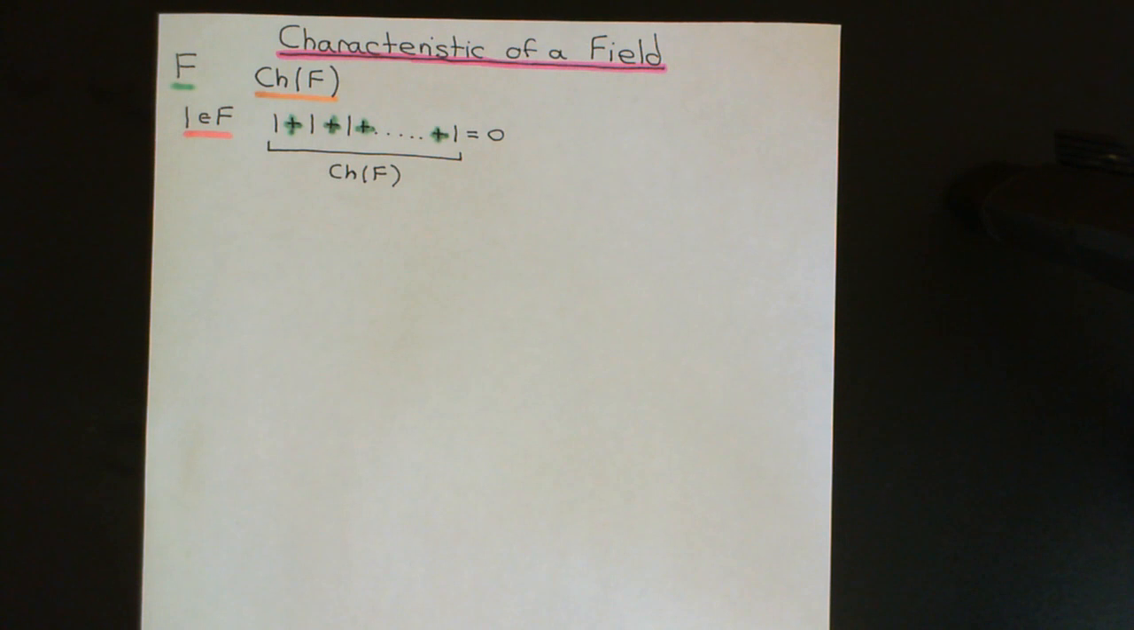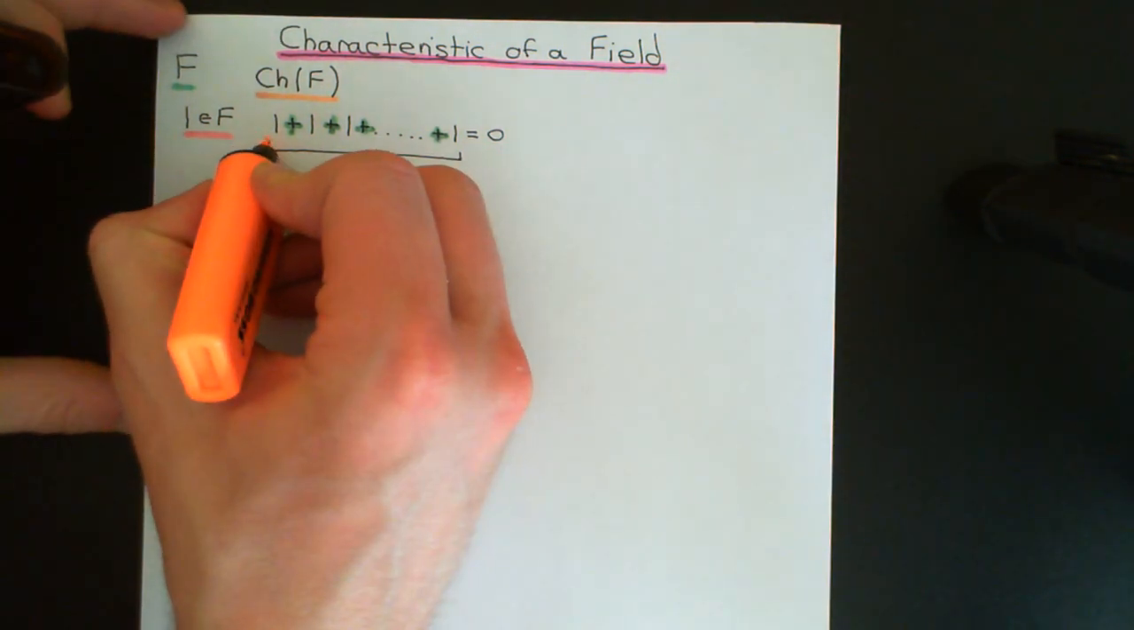Okay, so you want the smallest number of ones that you have to add together to get 0 back again. That is the definition of the characteristic of a field.